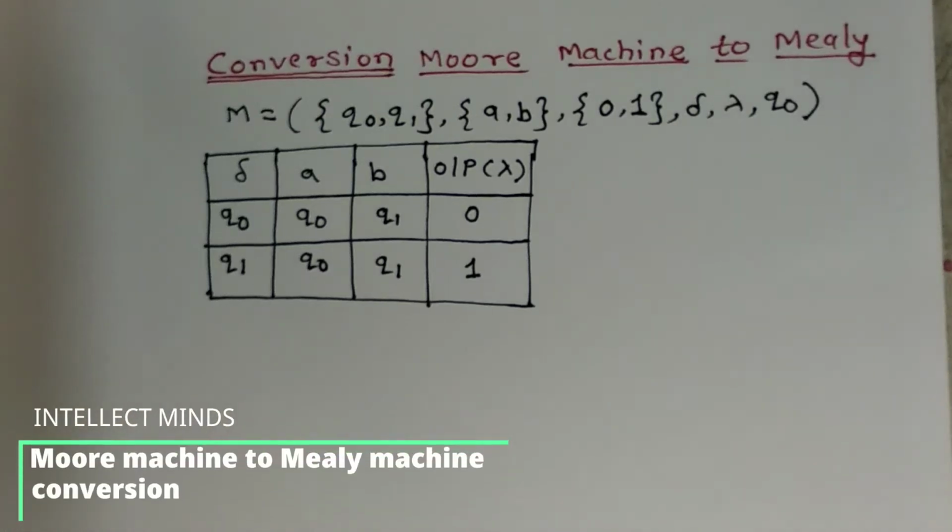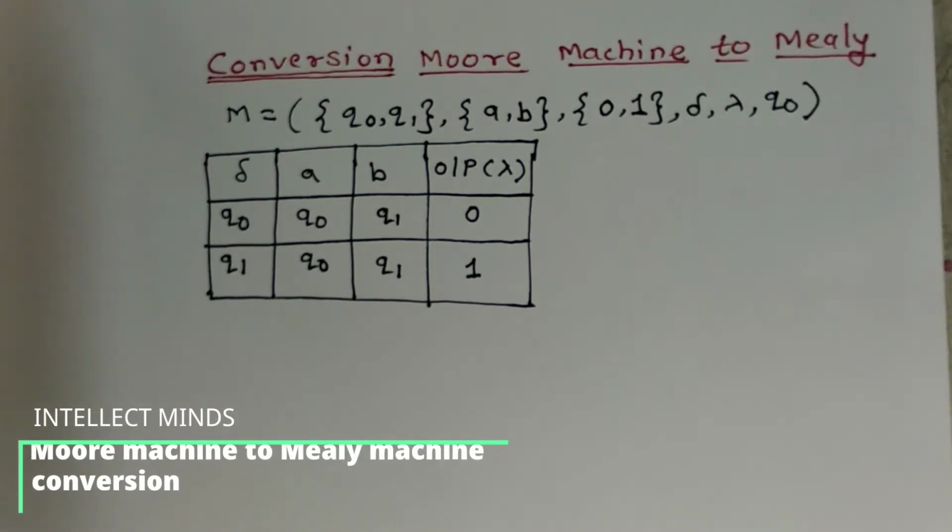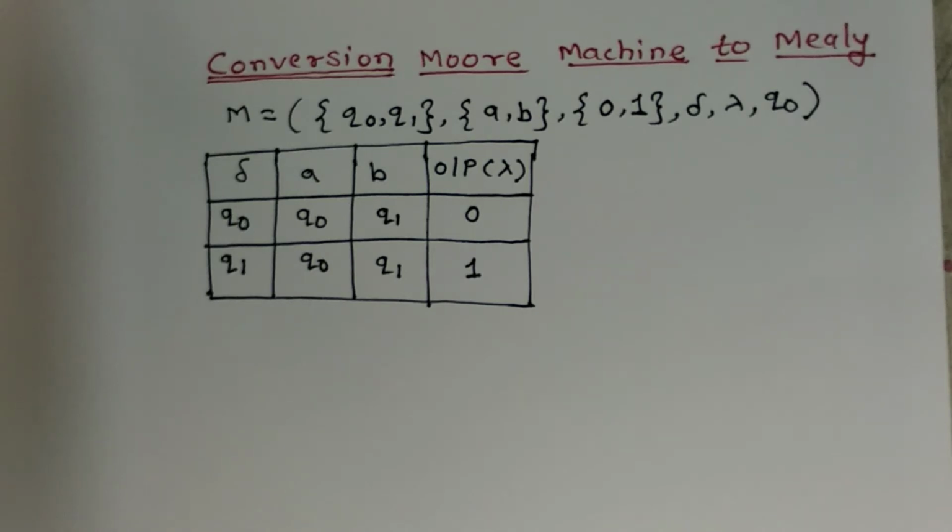Hey guys, today we are going to discuss the conversion method of Moore machine to Mealy machine. In an example or a question, sometimes they will provide you the transition table of the Moore machine, or sometimes they will provide you the drawn Moore machine. If the transition table is given, then it's our task to draw the Moore machine from the given transition table, and vice versa. In this example, the transition table is given along with the tuples.